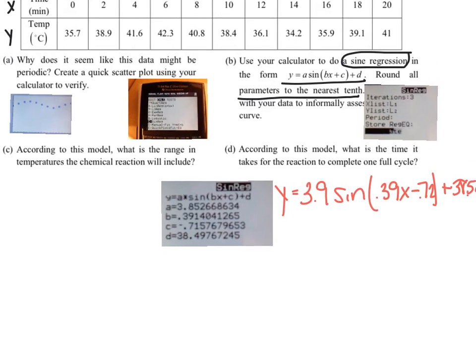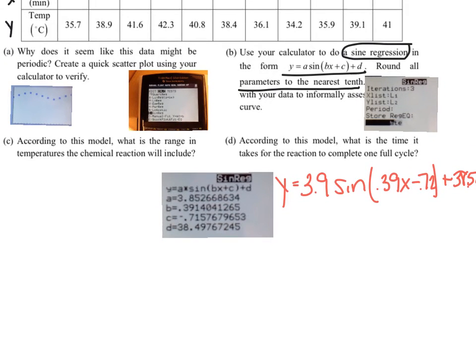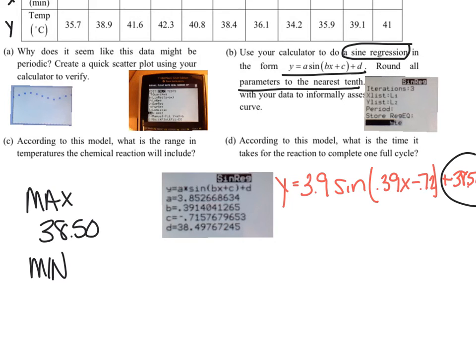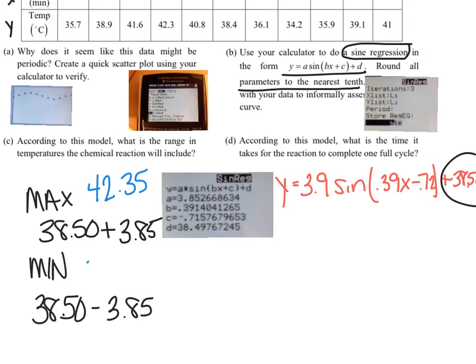Okay, so now we got to be careful with these questions. According to your model, what is the range of temperatures for the chemical reaction? So it's saying using your model. My range would be my min and my max. Remember you have to start with your midline, which in this case is 38.50. And to get my highest, I would add my amplitude. So I'm going to add my 3.85. And to get my lowest, I would take that midline and subtract my amplitude. So I'm going to subtract 3.85. And those two numbers make up my range. So according to our model, the max is 42.35 and the minimum is 34.65.